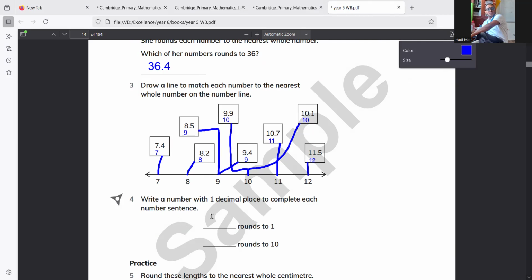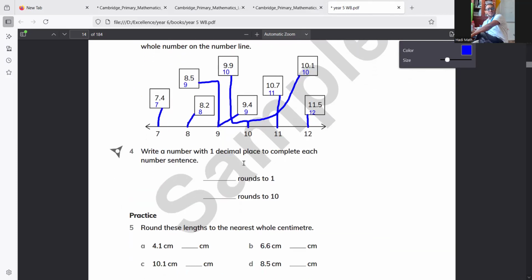Let's say write the number with one decimal place. That complete each number sentence. Let's say what? Rounds to 1. What does it say rounds to 1? We say number with one decimal place. You have got so many different numbers you can write them. They are really a lot.